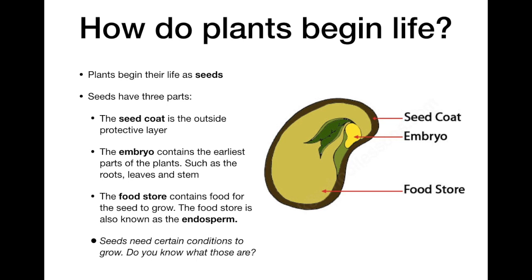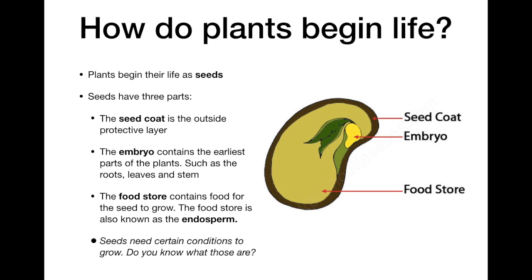The embryo contains the earliest parts of the plant, such as the root, the leaves, and the stem. You can see the red arrow pointing to it. You can see kind of the formation of the leaves there, and then the part below it is the roots, I believe. Next is the food store. So the food store, or the endosperm, contains food for the seed to grow.